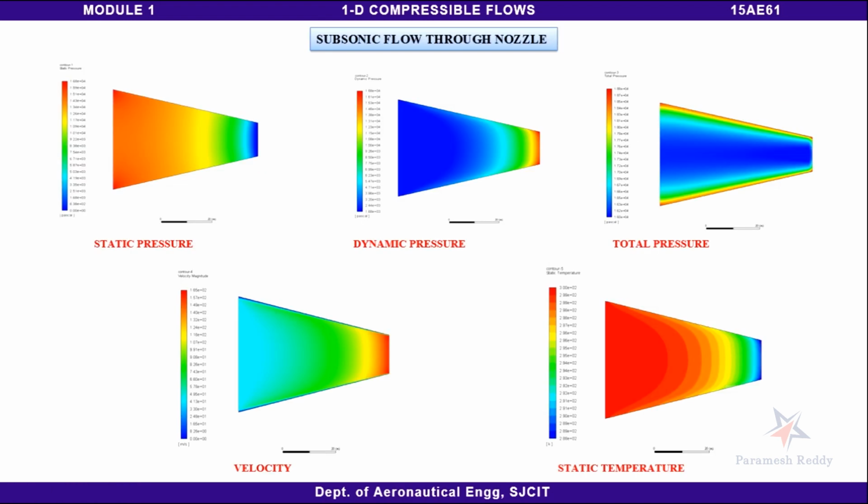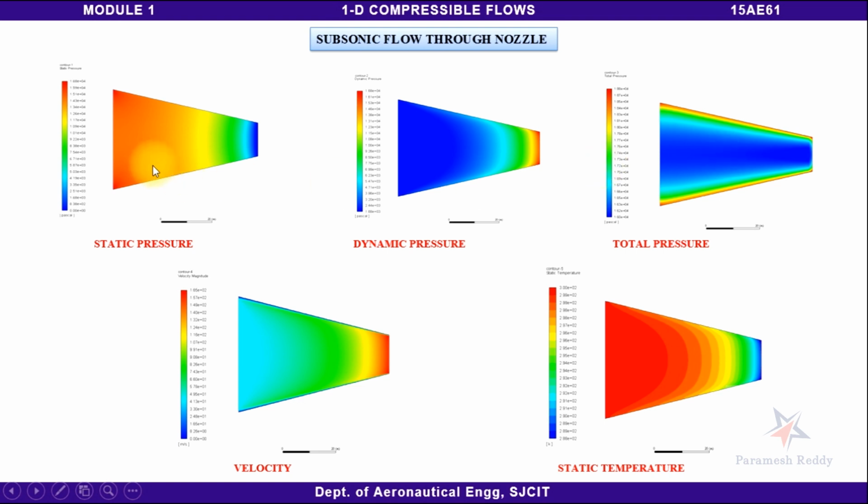Here this is the analysis of a subsonic flow through the nozzle. Why are we calling this shape a nozzle? Because in whatever duct we take, if the flow is accelerating through the duct, then we call that a nozzle. Here we can observe the variation of static pressure through the nozzle, this is the variation of the dynamic pressure through the nozzle, and this is the variation of total pressure through the nozzle.